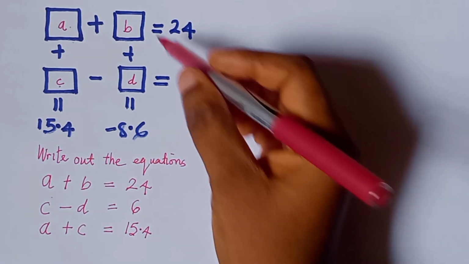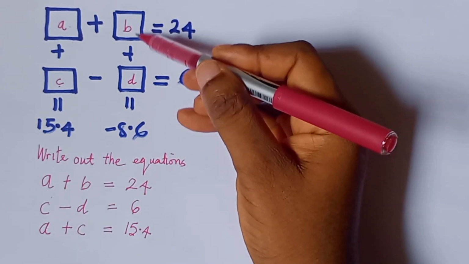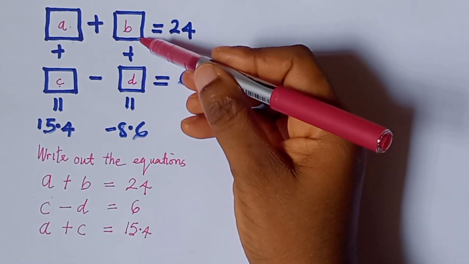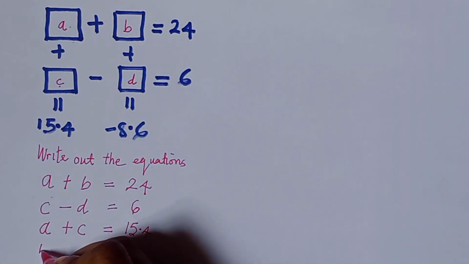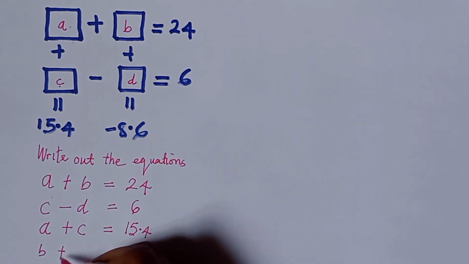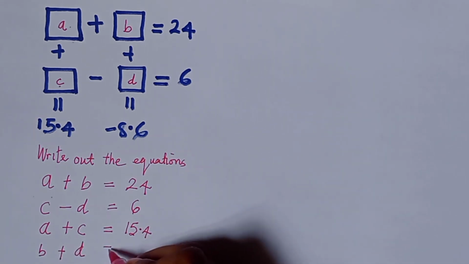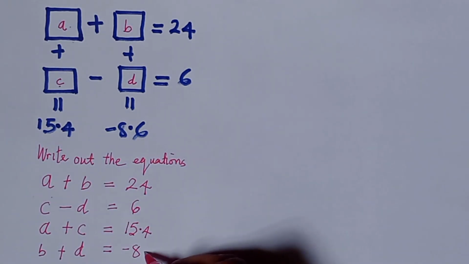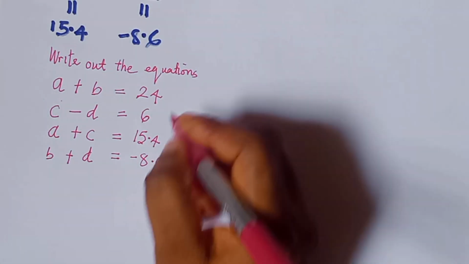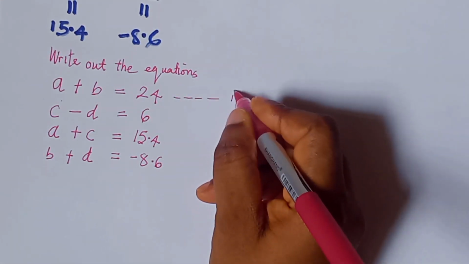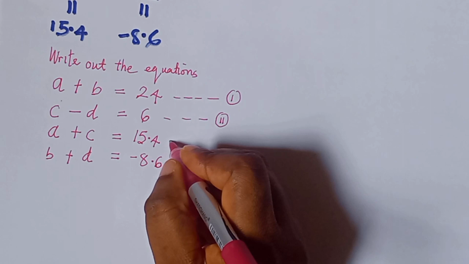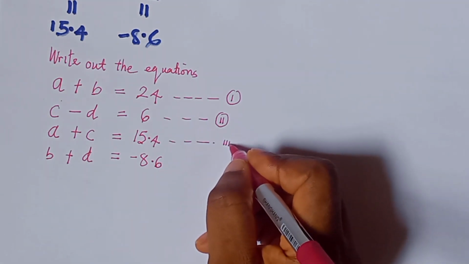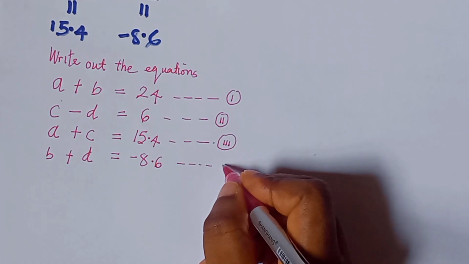Okay, and then we take this plus this. So B plus D equals this. So we have B plus D equals minus 8.6. We can say that this is equation 1. This is equation 2. This is equation 3. This is equation 4.